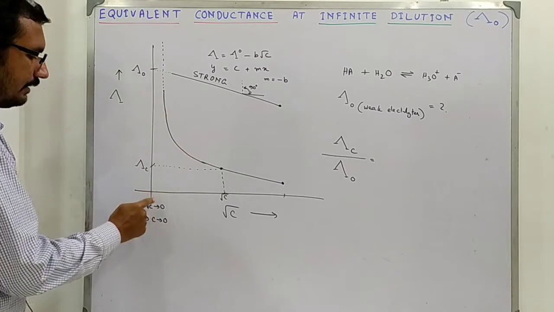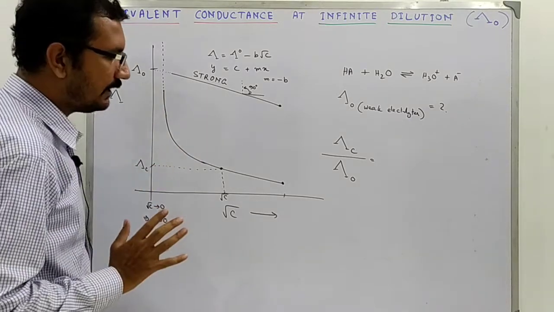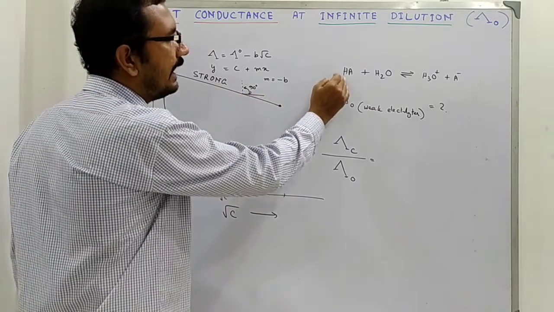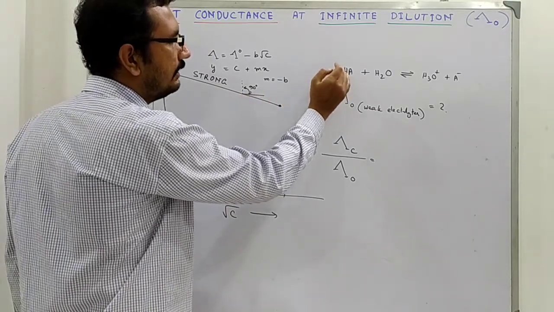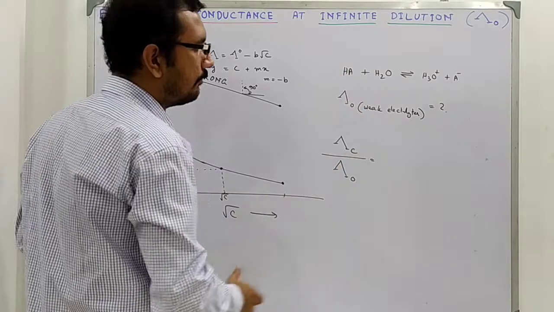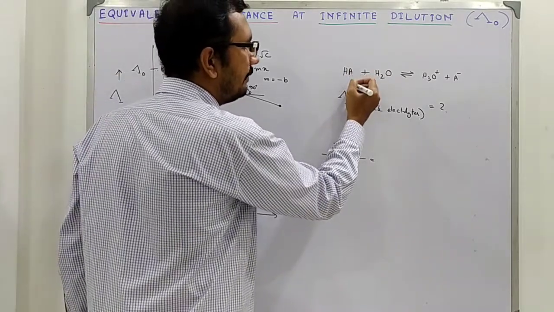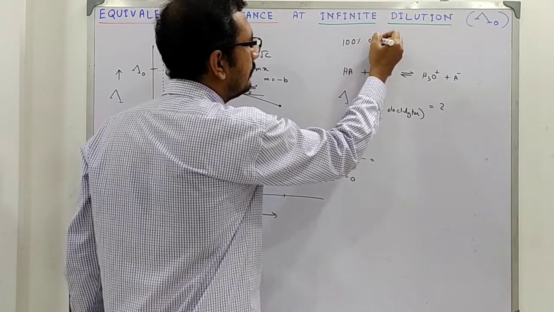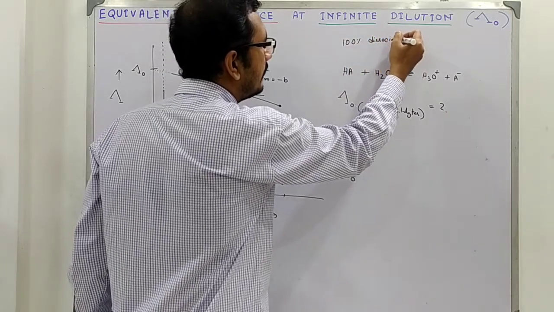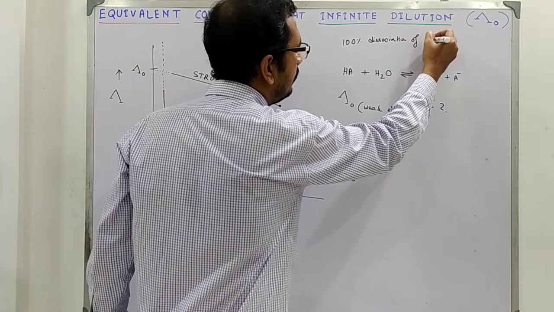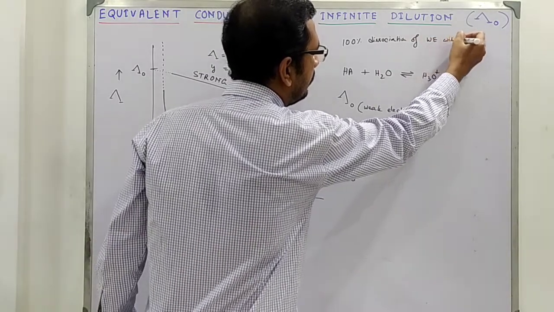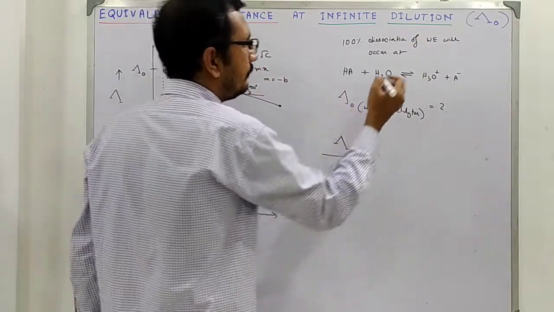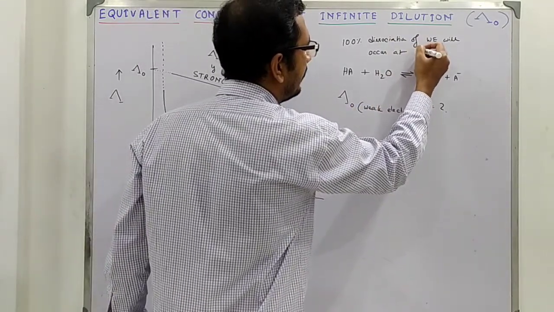And what will happen at the position of infinite dilution? We will have all the reactant molecules, all the electrolyte, getting dissociated. So, at infinite dilution, what will happen? It will experience 100% dissociation. So, 100% dissociation of a weak electrolyte will occur at infinite dilution.